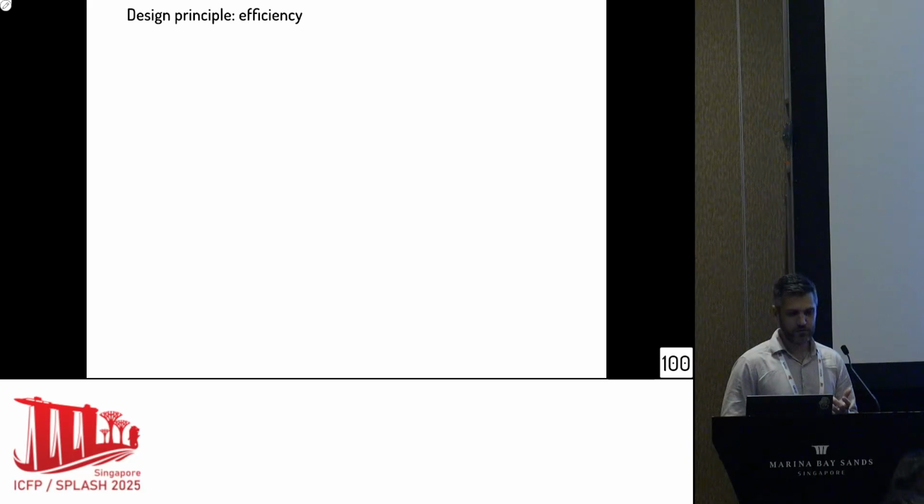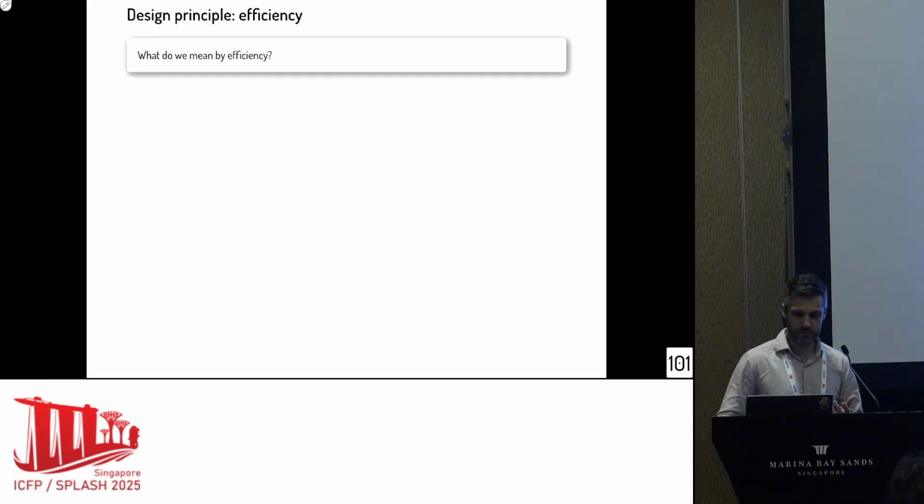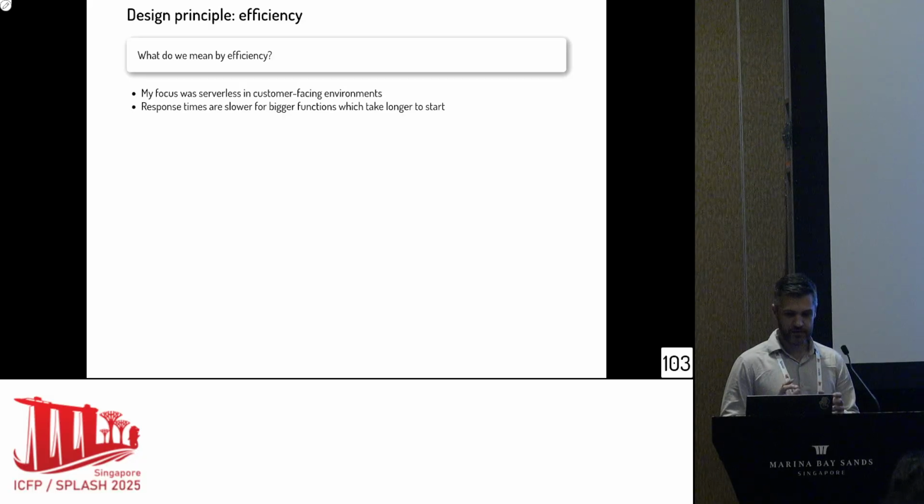So the next one I wanted to talk to you about was efficiency. Efficiency could be taken to mean a couple of things. Raw performance is usually the first idea that comes to mind, but I also think this means using resources effectively in your application. I mostly work day-to-day in serverless environments, so when I'm talking about efficiency, I'm mostly thinking about how long the code takes to run and the impact on response times for customer-facing APIs.